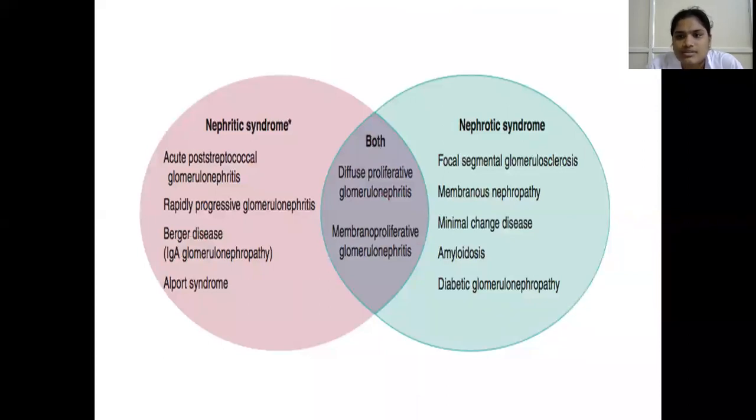So these are the classification. Nephritic syndrome includes acute post-streptococcal glomerulonephritis. So let us not talk about the nephritic syndrome more. Nephrotic syndrome: focal segmental glomerulosclerosis, membranous nephropathy, minimal change disease, amyloidosis, and diabetic nephropathy. Diffuse proliferative glomerulonephritis and membranoproliferative glomerulonephritis have the features of both nephritic and nephrotic syndrome.